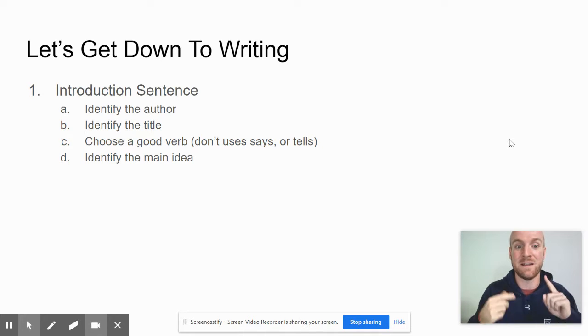So in the first sentence or first few sentences, you should see the author, the title, and introducing what their main idea is. What did they write about?